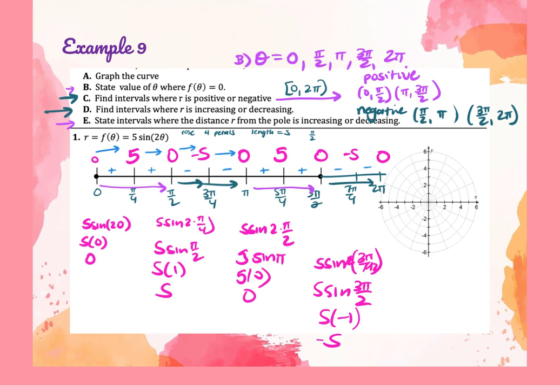Then D says find the values where r is increasing or decreasing. So this is where you kind of have to understand what's happening from one to the other. If it's going from 0 to 5, these values are increasing. From 5 to 0, these are decreasing. 0 to negative 5, these are decreasing. Negative 5 back up to 0 are increasing. Then 0 to 5 increasing, 5 to 0 decreasing, 0 to negative 5 decreasing, and negative 5 to 0 increasing.